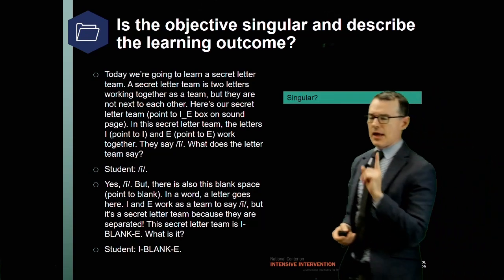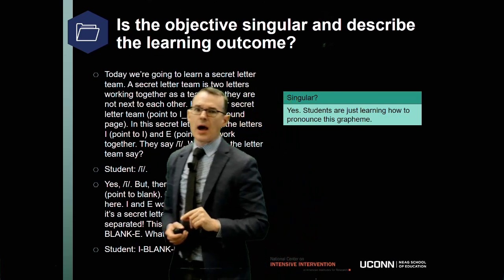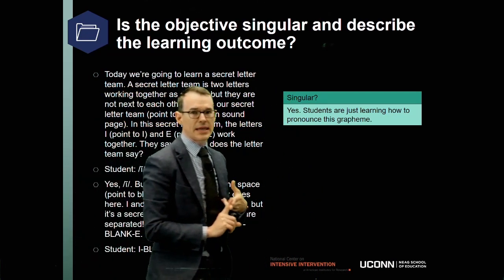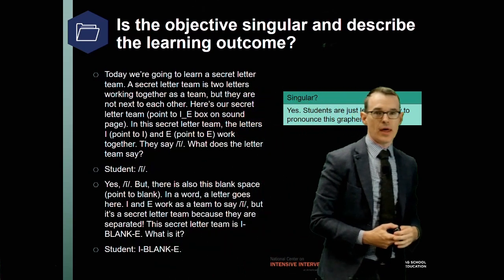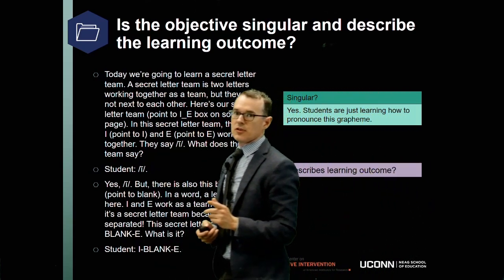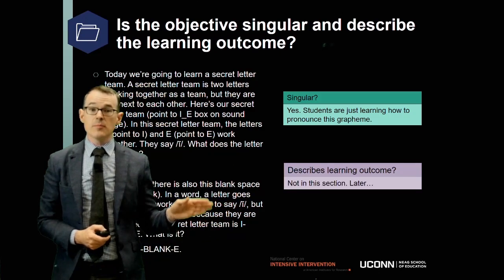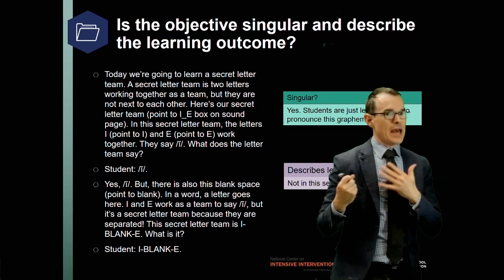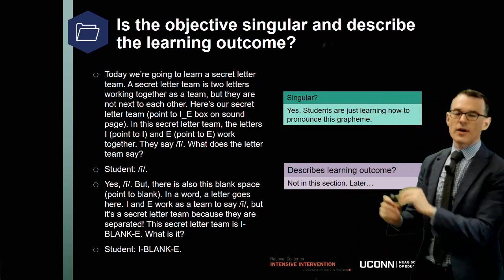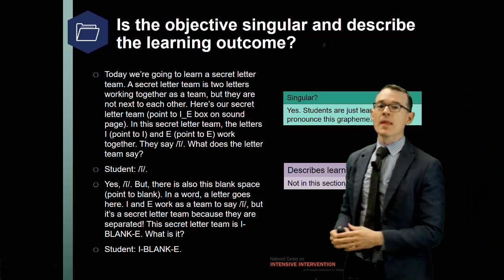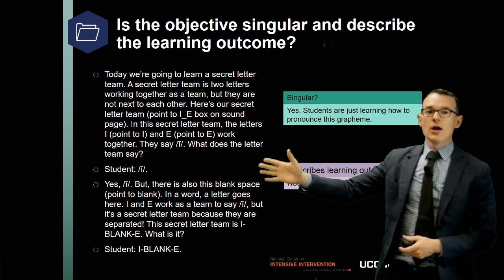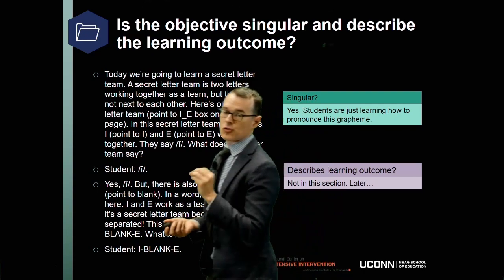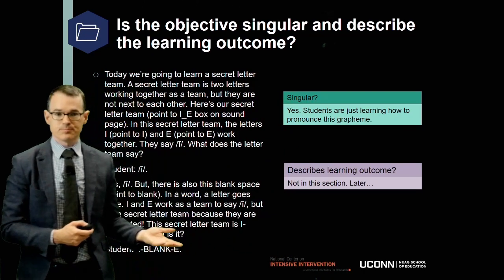I would say that it is singular, because the students are learning just one graphing, I blank E. That's all they're learning here. In terms of describing the learning outcome, it's not described in this excerpt because I didn't give you the actual objective, just the intro to the lesson. But having read the curriculum, I can tell you that students then practice reading many words that have the I blank E in them. So the actual learning outcome is described in the curriculum.